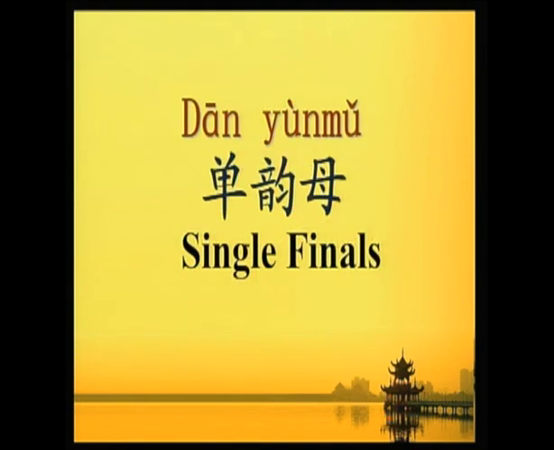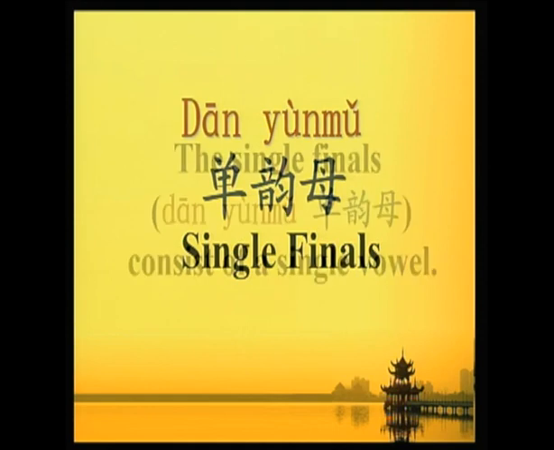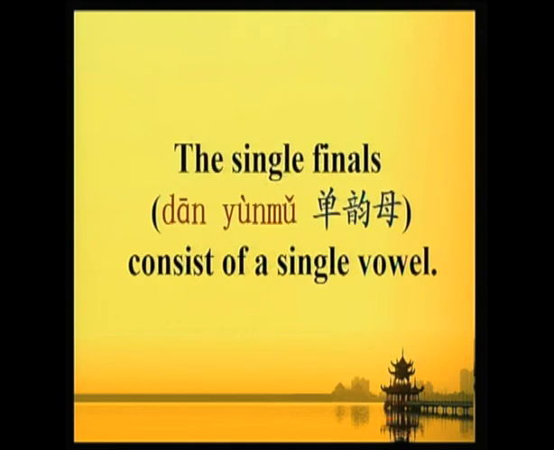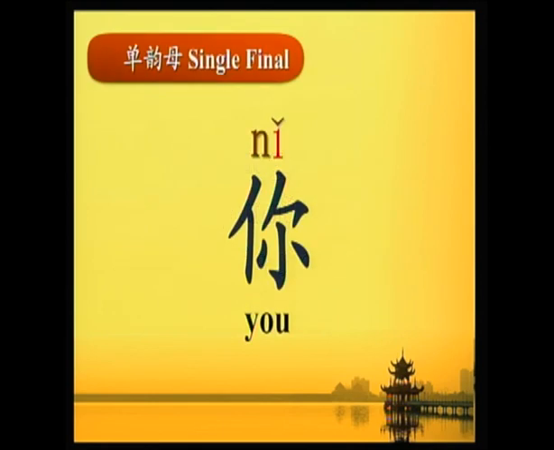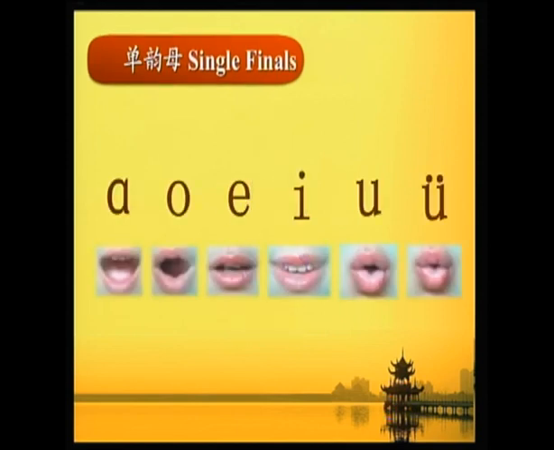Dan Yun Mo, single finals. The single finals consist of a single vowel. For example, in Ni, the final is the single vowel Yi. There are six single finals. 单韵母.